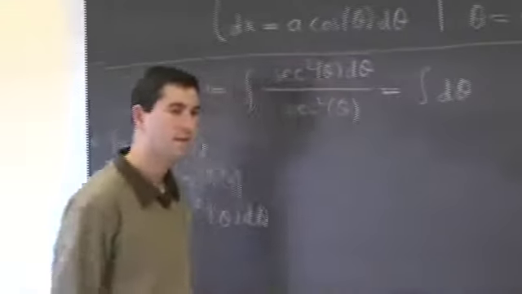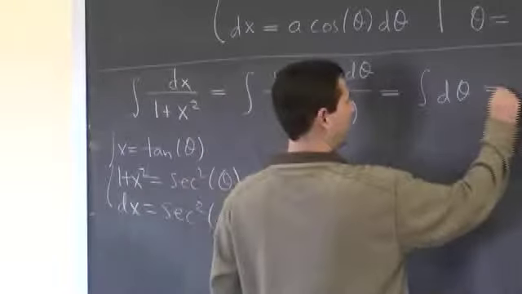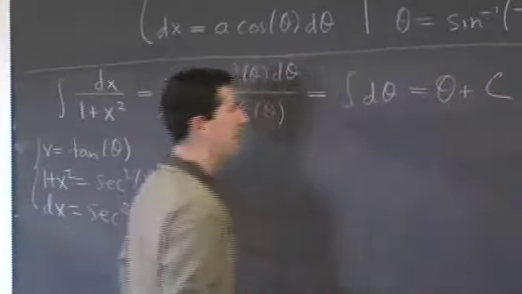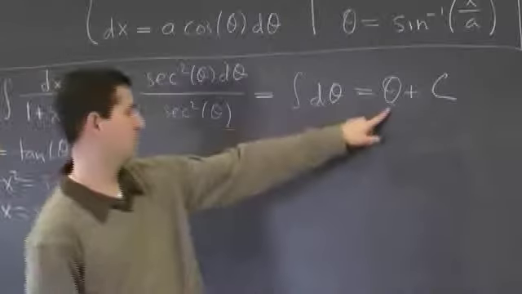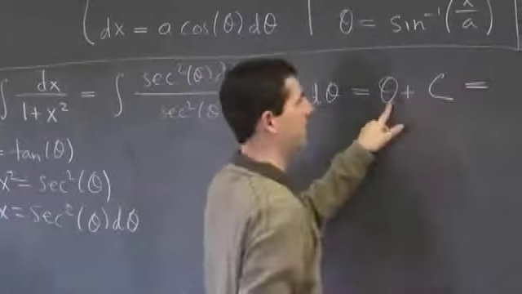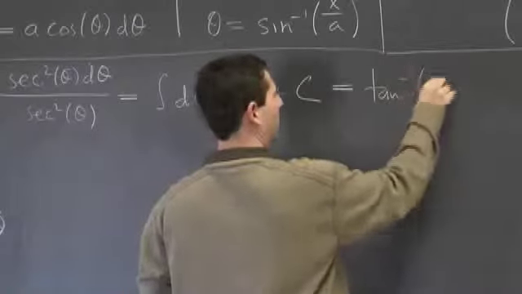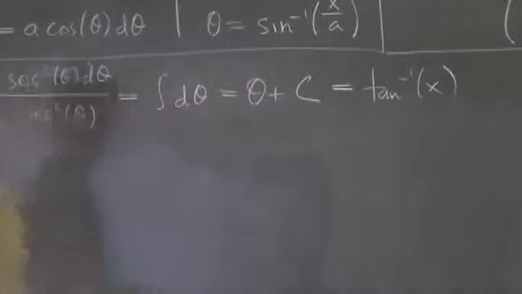Then what? Okay, well, what's the integral of d theta? It's just theta, right? And now I just need to go backwards and say, okay, what is theta? Well, look at my chart. Theta is arctangent of x over, well, in this case, a is 1, so just arctangent of x. That's not too shabby.